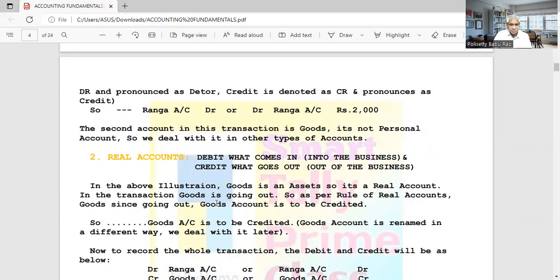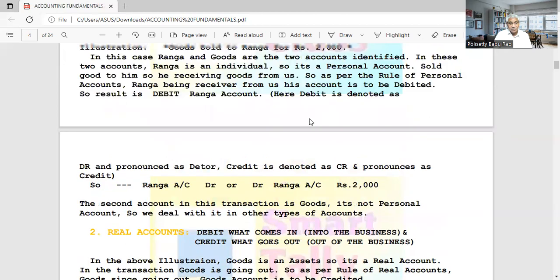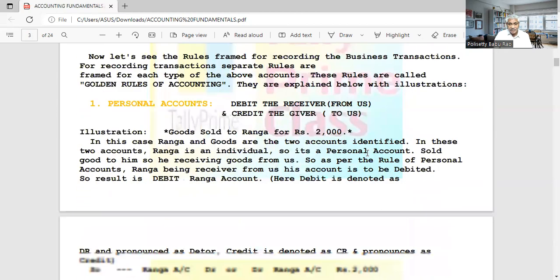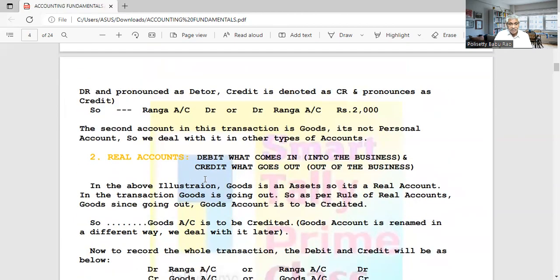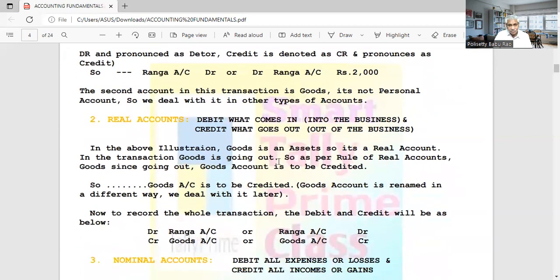Only two alternatives. So in this case, the rule is: debit what comes into the business and credit what goes out of the business. So when the business asset is coming in, we have to debit. When the asset is going out, we have to credit. So the first one is debit the receiver and credit the giver. The second, real account, is debit what comes into the business, credit what goes out of the business. So this is the second rule. So remember this. You should not forget it for your whole life.